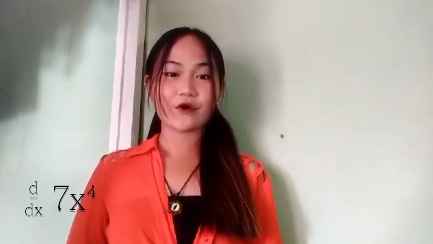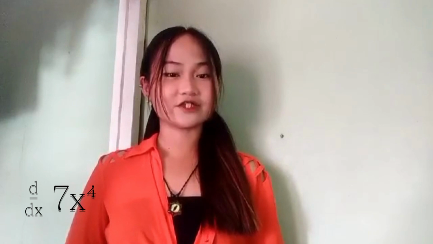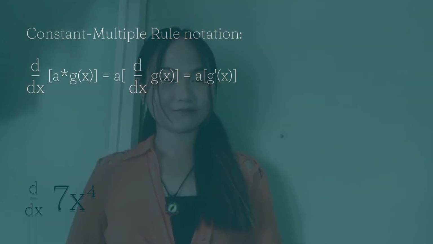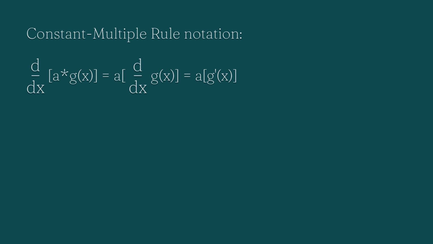When we differentiate 7x raised to 4, we need to move the coefficient, the variable a, which is positive 7, beside the derivative symbol. Then we can set x raised to 4 as our g of x. We will have 7 times the derivative of x raised to 4. The derivative of x raised to 4 using the power rule is 4x cubed.